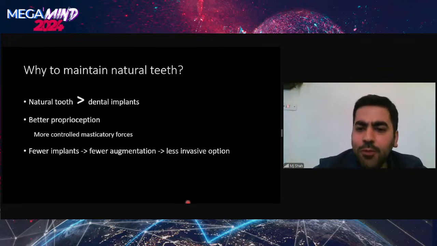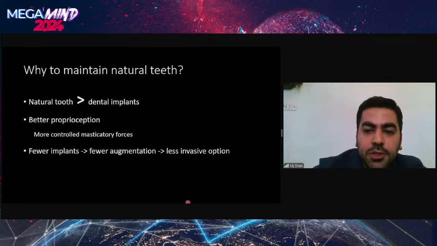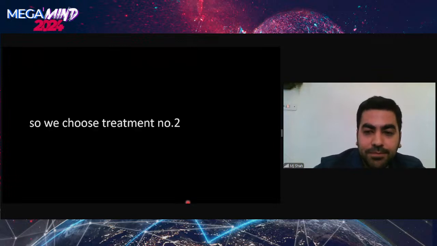So why did we prefer the second treatment plan? Because the natural tooth is worth more than the implant. They have a better proprioception sense, which results in more controlled masticatory forces. In this case, more implants require more augmentation procedures. So maintaining her teeth in her mouth is really a less invasive option.